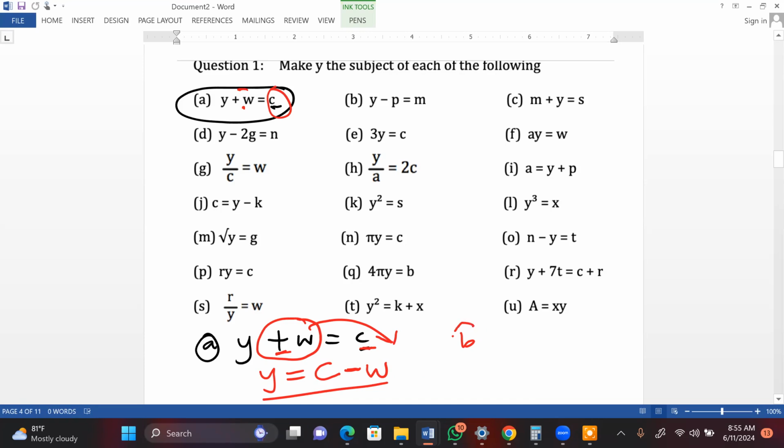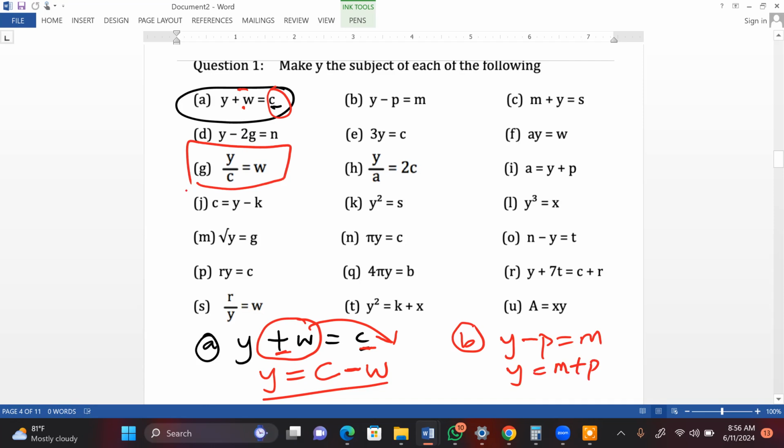Okay. Then let's look at question B. B says Y minus P equals M. So we want to make Y the subject of formula again. So what will it be now? It will be Y equals M plus P. So that is it. It's very simple. We are moving from simple to complex now. Let's now look at the one that involves fraction, which is this one, G.